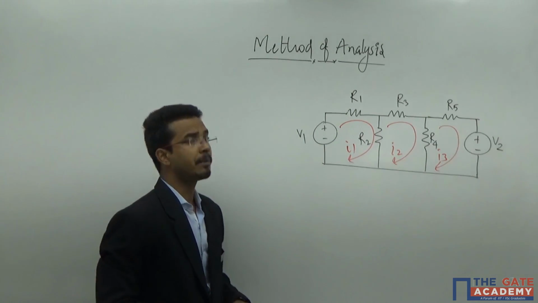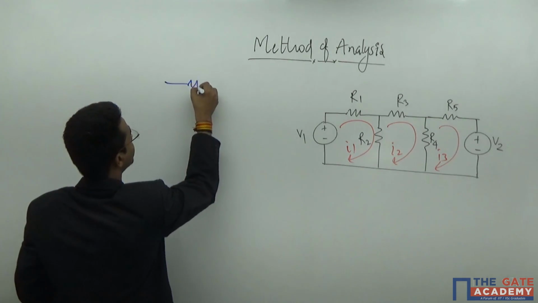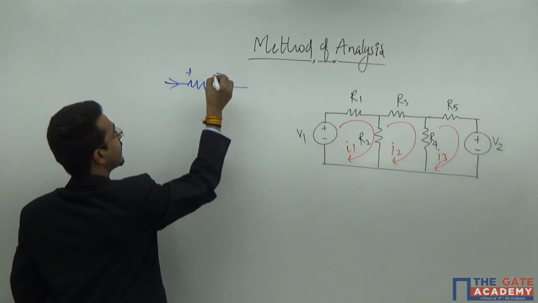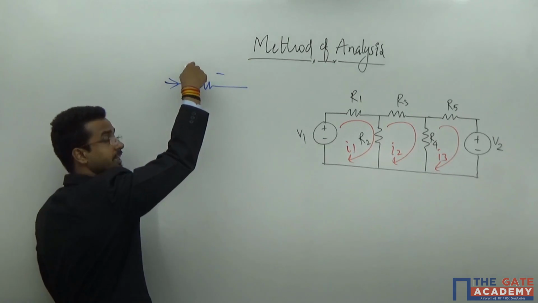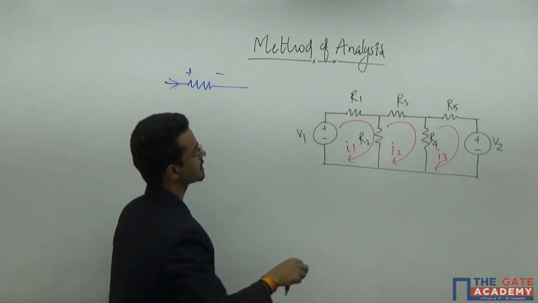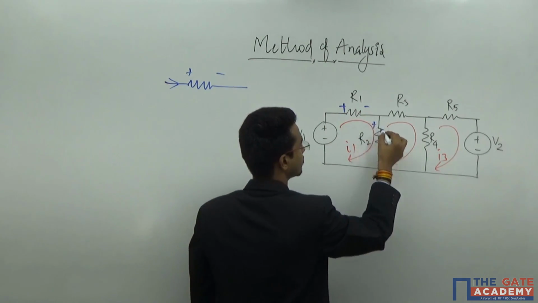Now I will assign the passive sign convention. What is the passive sign convention for me? If you have a resistor and the current is entering like this, I will assign the potential like this. That means the entering terminal must have a greater potential with respect to the leaving terminal. If the current enters like this, I will put it like this.